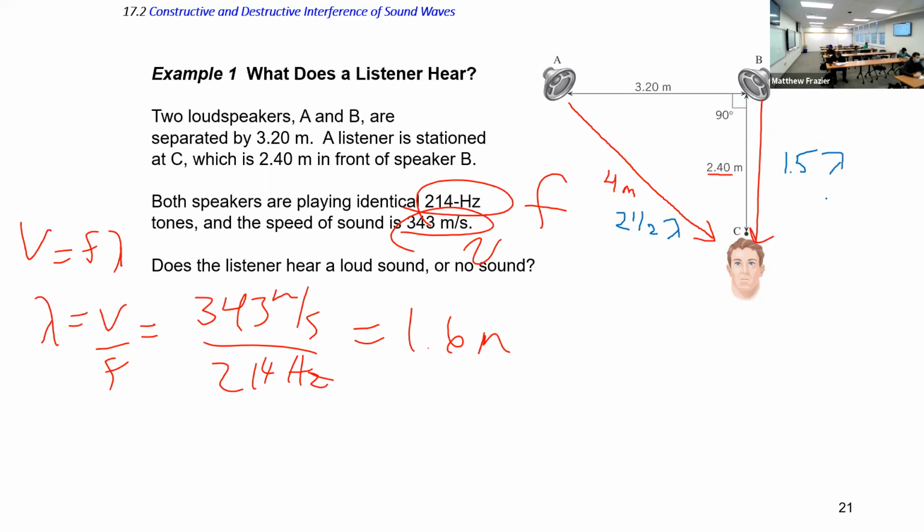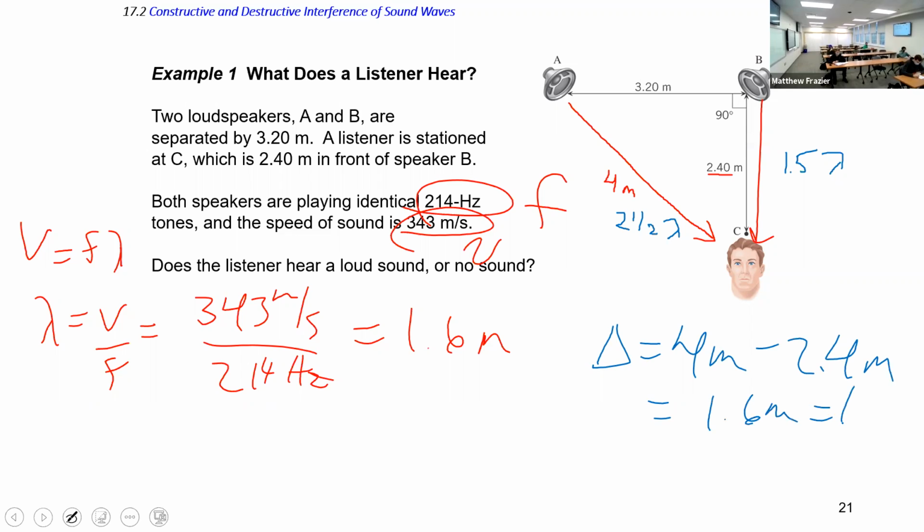So the path difference here, we have 4 and 2.4. The difference is 4 meters minus 2.4 meters. That is 1.6 meters, which is 1 wavelength. And that's what we get from looking there: 2.5 minus 1.5 is 1. So they're 1 wavelength different. That means n is 1. It's an integer. That means it's a loud sound.